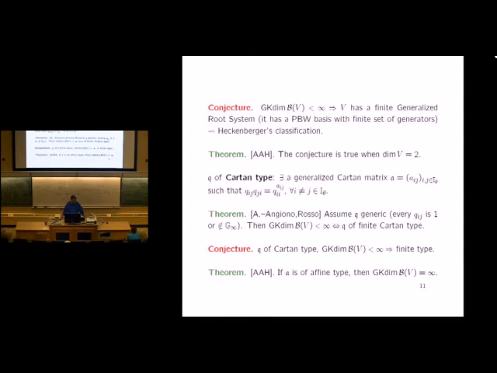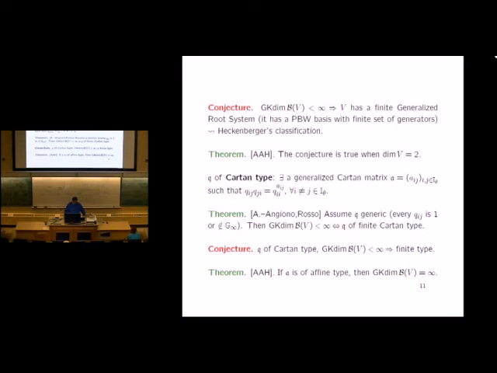Now, our conjecture is that if the Gelfand-Kirillov dimension is finite, then V has a finite generalized root system, which means that V is exactly as in Heckenberger's classification of diagonal type. What do we know about this conjecture? We know that the conjecture is true if the dimension of V is 2, by more or less repeating what Heckenberger did when he proved his classification.